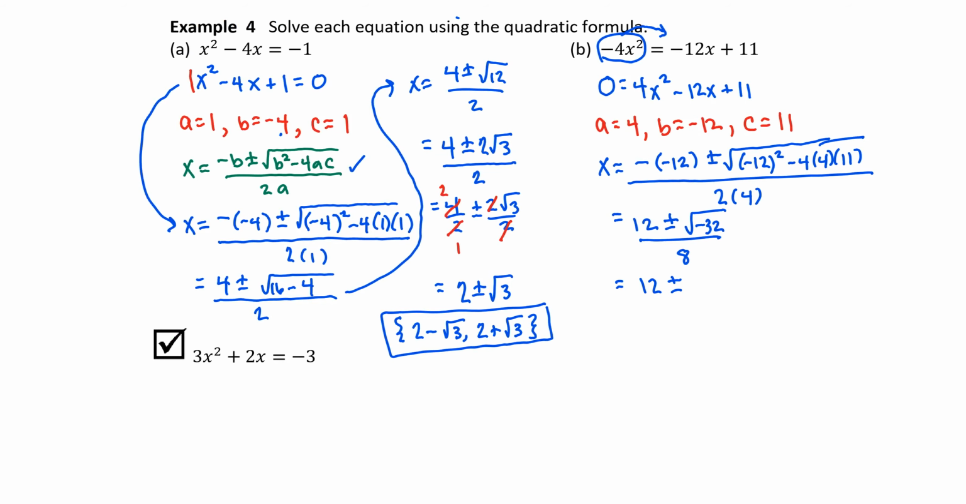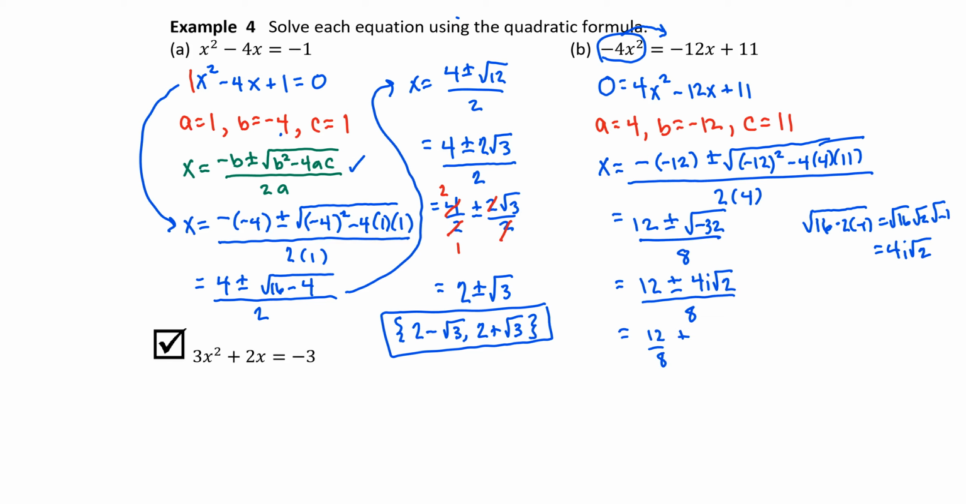Now let's think of the square root of 32 as 16 times 2 times negative 1, right? The square root of 16 will simplify, 2 will not, and the negative 1 becomes an i. So we end up with 4i square root of 2. So square root of negative 32 gives us 4i square root of 2, and we're going to divide the whole thing by 8. Now remember, be careful here.